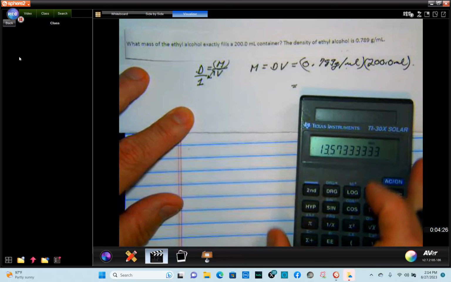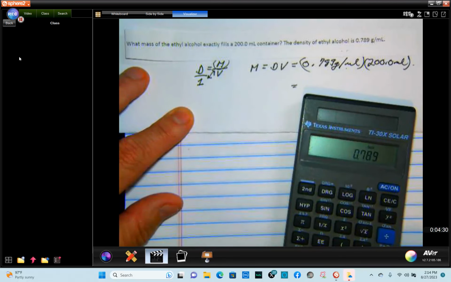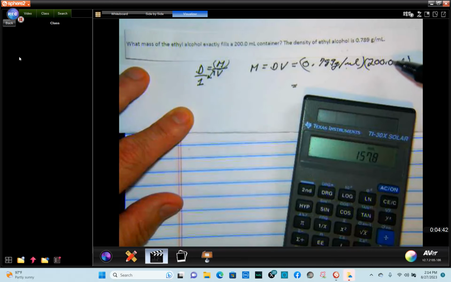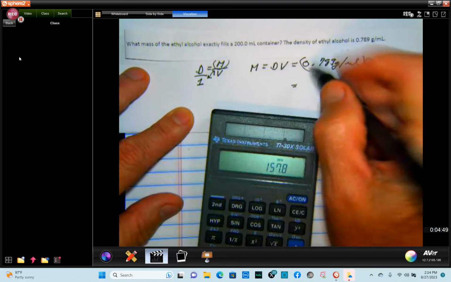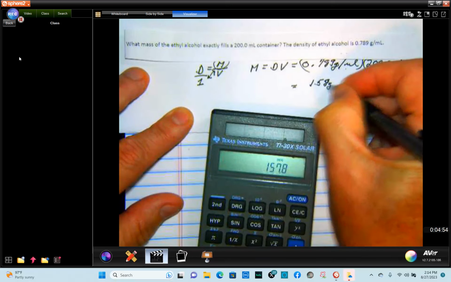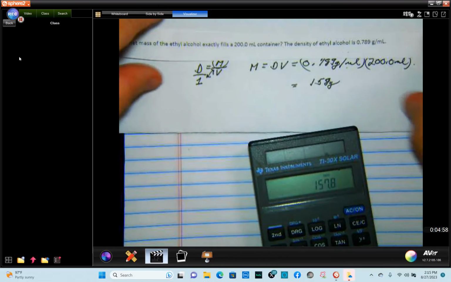So let's go ahead and calculate that. 0.789 times 200 equals 157.8. And we have 3 sig figs and 4 sig figs, so we can only have 3, so we'll round that up to 158 grams. 158 grams. All right, let's go ahead and do a couple more.